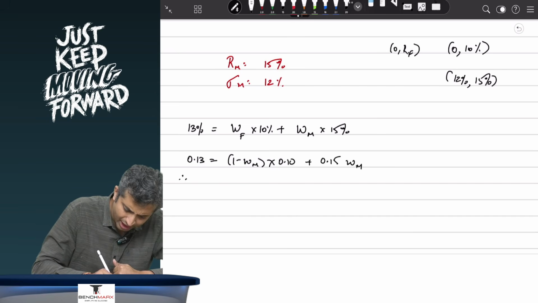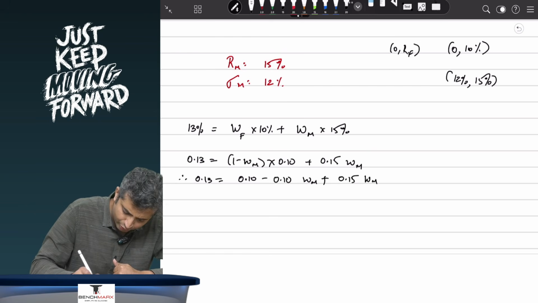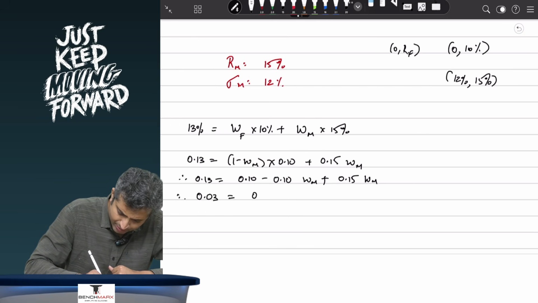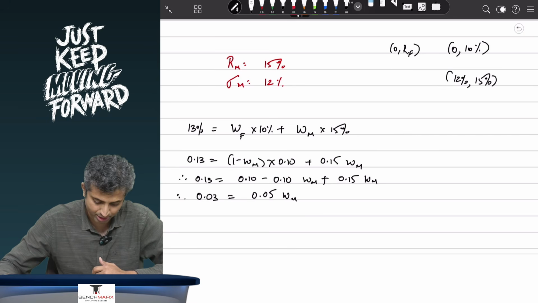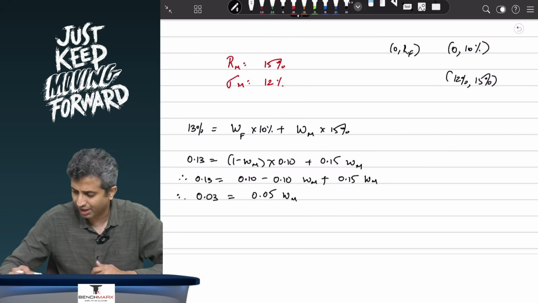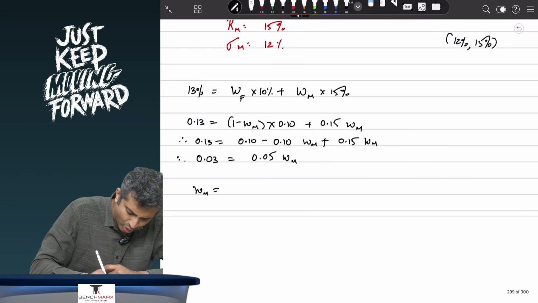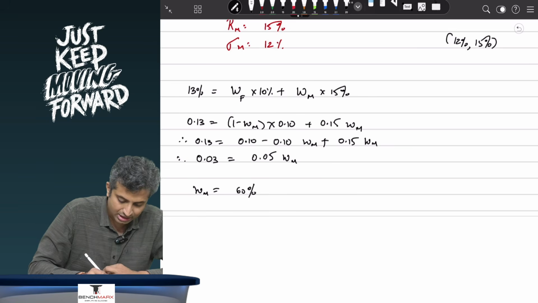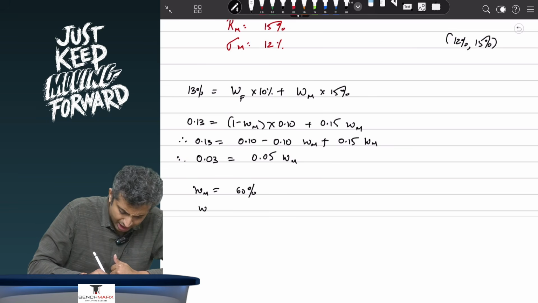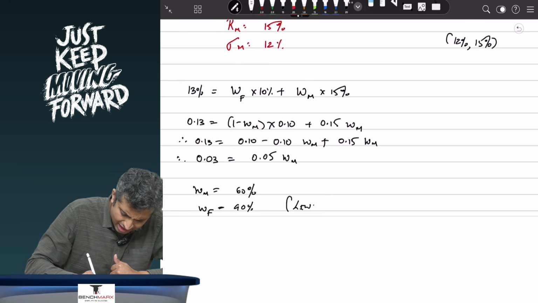So if I open this bracket, it will be 0.13 equals 0.1 minus 0.1 WM plus 0.15 WM. So basically over here, you will take 0.03 on the left hand side and you will have 0.05 WM on the right hand side. So weight of the market portfolio will be 0.03 upon 0.05, that is around 60%. So you will now keep 60% of your investment in the market and 40% in the risk-free security. So you will basically lend, that is invest in the risk-free security.